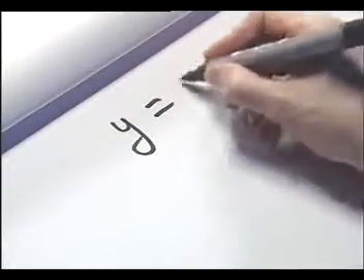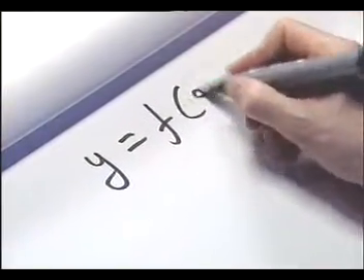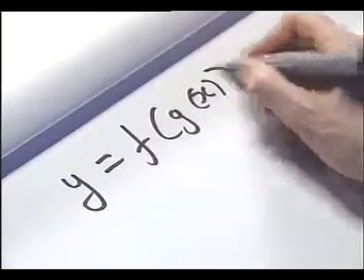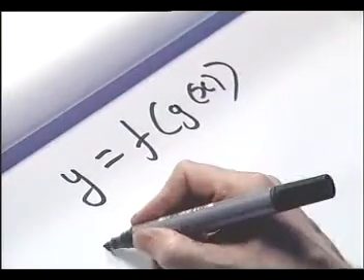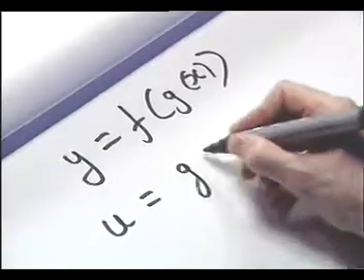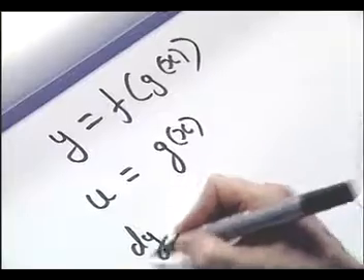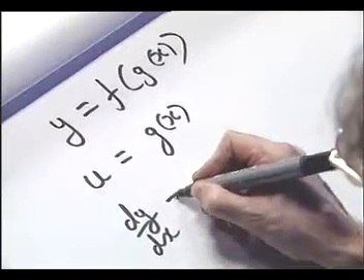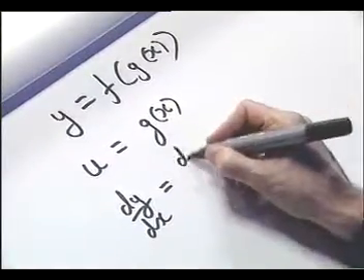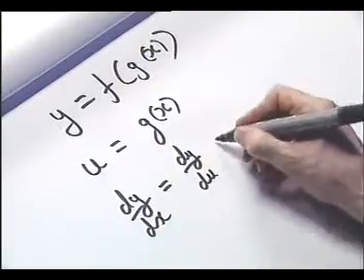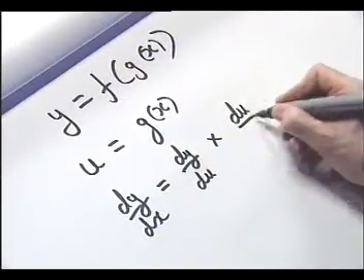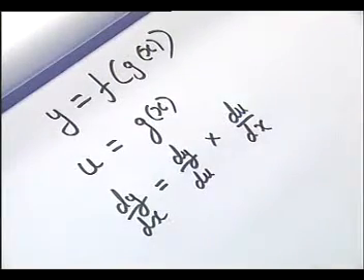Now let's see if we can put that together for a general case. So, we've got y equals f of g of x. And we're putting u equals g of x. And our chain rule tells us that dy by dx is equal to dy by du times du by dx.